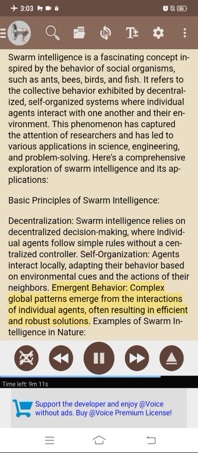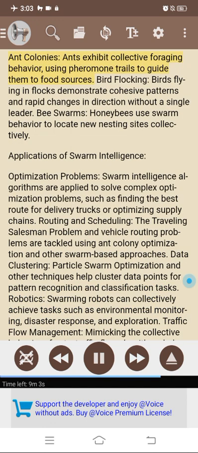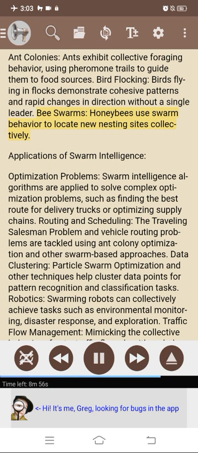Emergent behavior. Complex global patterns emerge from the interactions of individual agents, often resulting in efficient and robust solutions. Examples of swarm intelligence in nature. Ant colonies. Ants exhibit collective foraging behavior, using pheromone trails to guide them to food sources. Bird flocking. Birds flying in flocks demonstrate cohesive patterns and rapid changes in direction without a single leader. Bee swarms. Honeybees use swarm behavior to locate new nesting sites collectively.